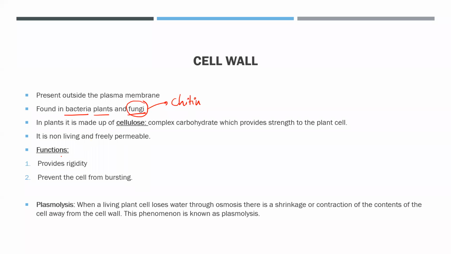Okay. Now, what is the function of the cell wall? We have already studied that. It provides rigidity. Rigidity means toughness. So any change in the shape or size of the plant cell, it can resist because it is a rigid structure. Then the other function that we know is that it prevents the cell from bursting. If excessive water is filled inside it, the cell wall will prevent the cell from bursting.